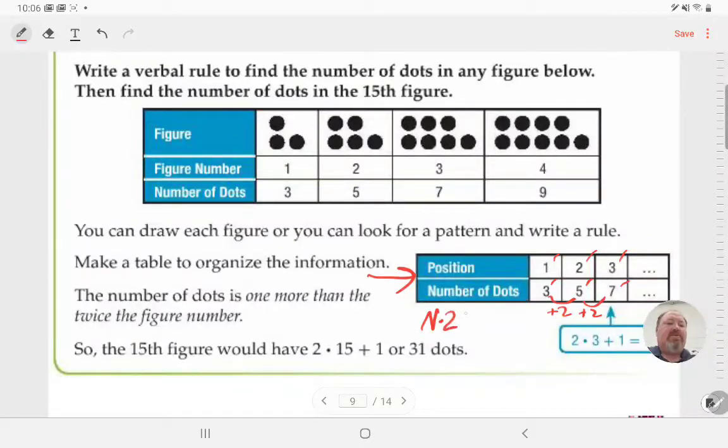times 2. Now if I did 1 times 2, that's 2, but I need to get to 3. So to go from 2 to 3, I would have to add 1. So let's say I did the second number. 2 times 2 is 4, but I have to be at 5, so plus 1 gets me to 5. 2 times 3 is 6, but I need to be at 7, so I have to plus 1. So this could be my rule, okay?